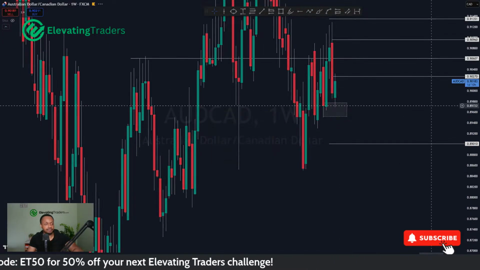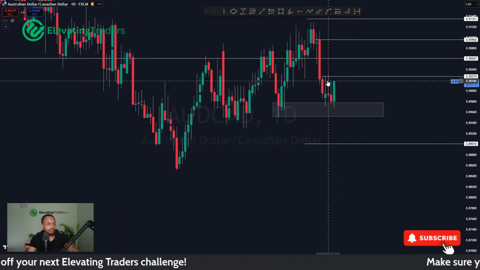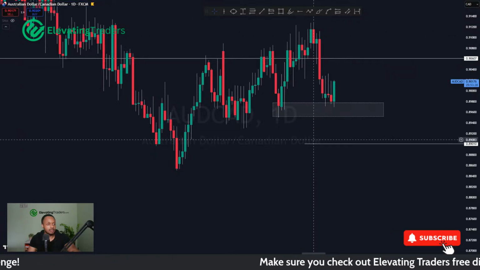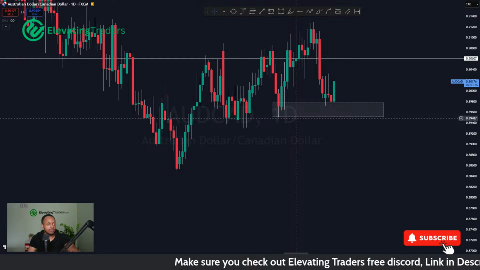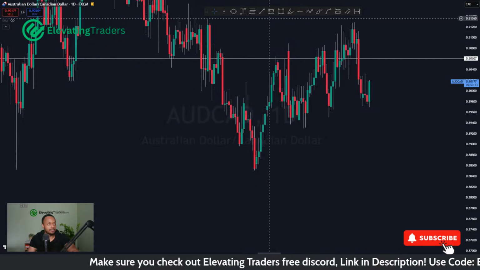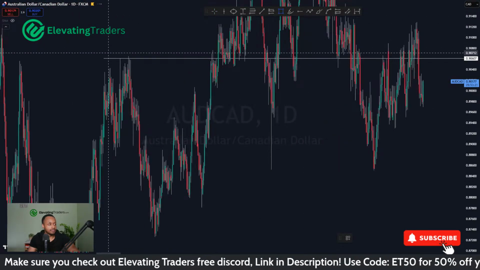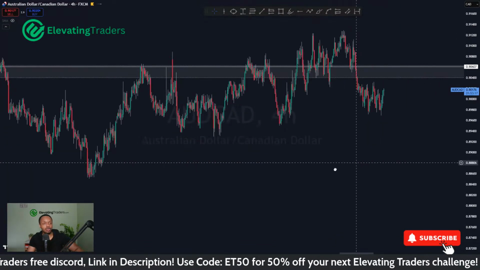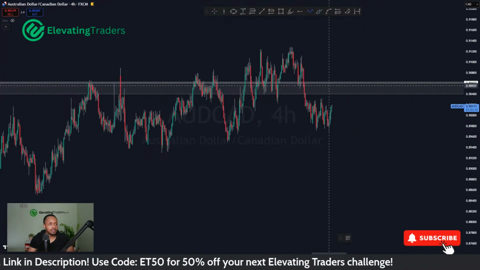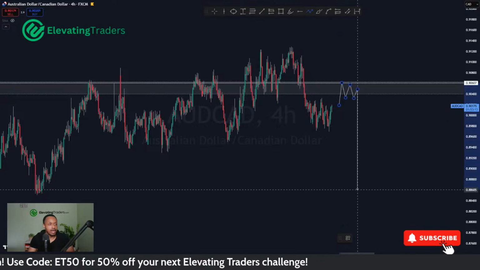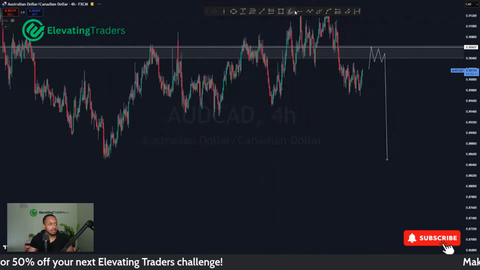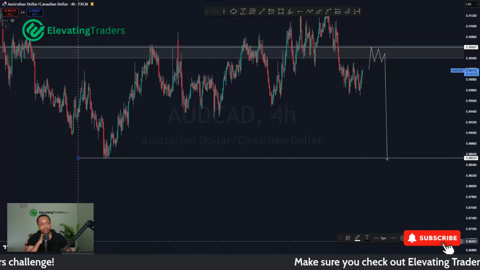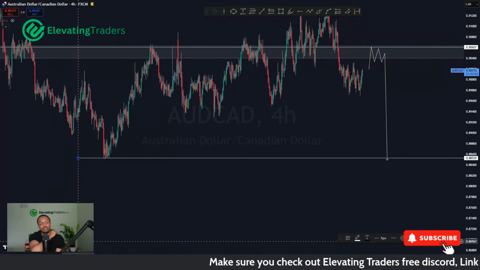So let me just get rid of these lines. So again, for Aussie CAD, looking to see if we can pull back into that area, respect it, perhaps see another lower high and a continuation. And then, of course, targets will be back at the prior low. So Aussie CAD I like. It's just really, really corrective.